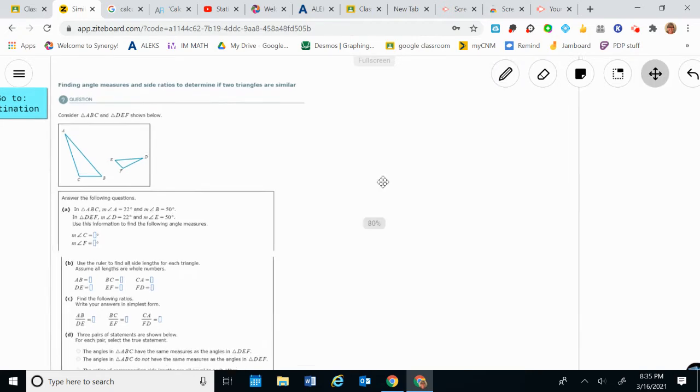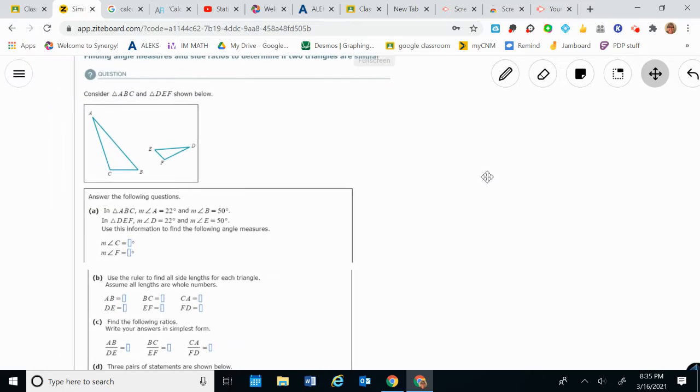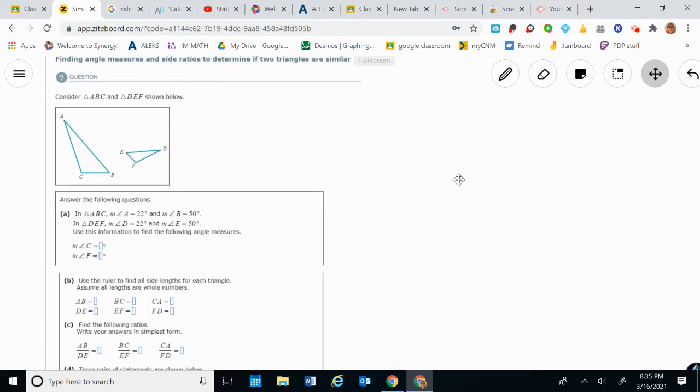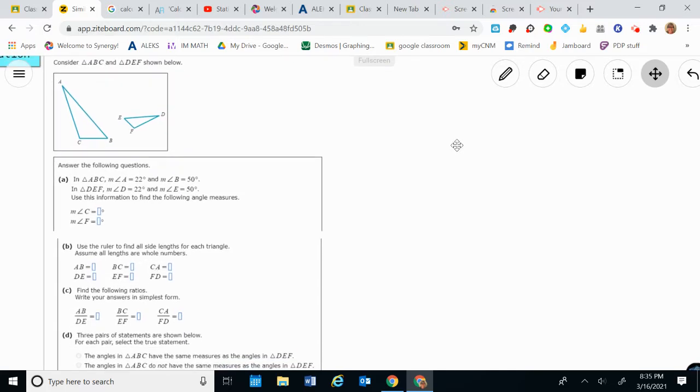Okay, so again, I'm going to make it a little bigger. It says finding angle measures and side ratios to determine if two triangles are similar. So the question is, are these triangles similar? And this is something you're asked a lot to do when you're dealing with similar triangles. Like, are they? There's a big question mark. So they're going to guide us through it because they're going to give us information here.